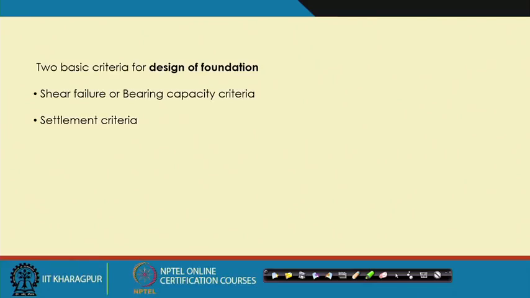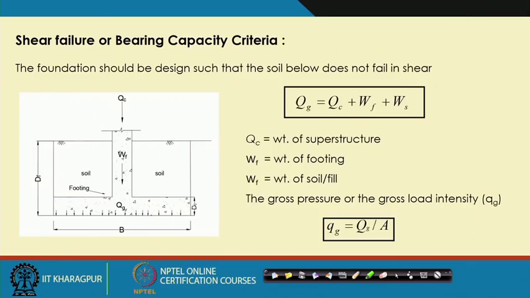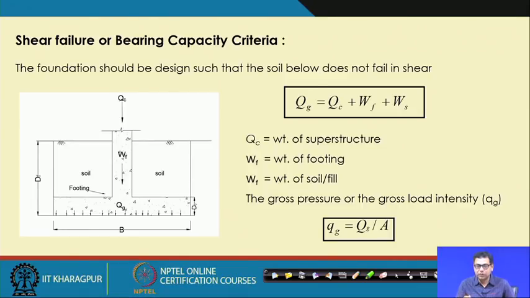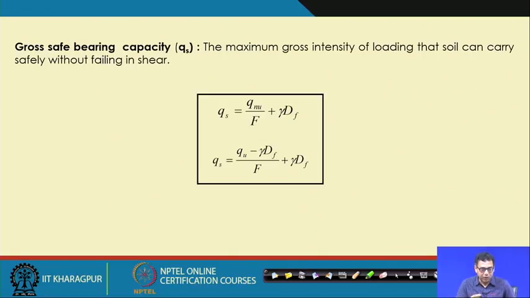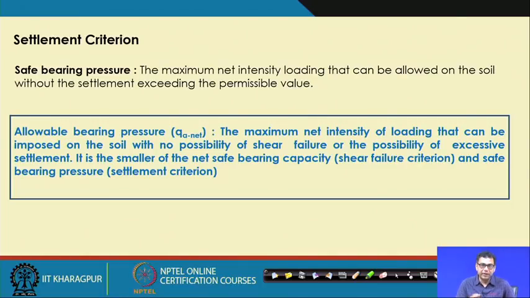I have discussed the different types of shallow foundation, and then the two basic criteria of foundation design: shear failure or bearing capacity criteria, and the settlement criteria. Then we discussed the bearing capacity criteria: what is the gross load, the gross pressure, the ultimate bearing capacity, net ultimate bearing capacity, net safe bearing capacity, then the gross safe bearing capacity, and in terms of settlement criteria, the safe bearing pressure.